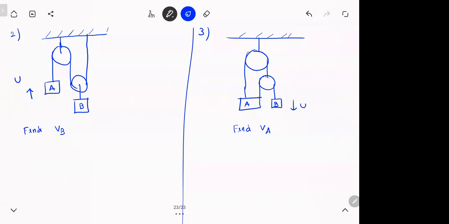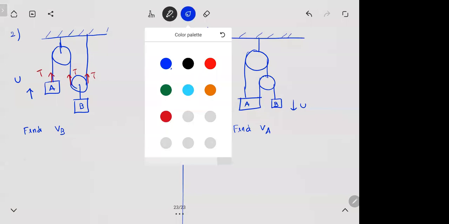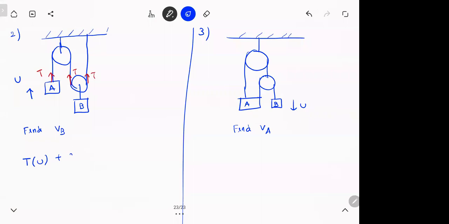Let me show you. See, first thing, tension, tension, tension. So on A, it is T into U. On B, it is 2T into VB is 0. So you get U plus 2VB is 0. So you get VB is minus U by 2. Negative indicates B is going down.